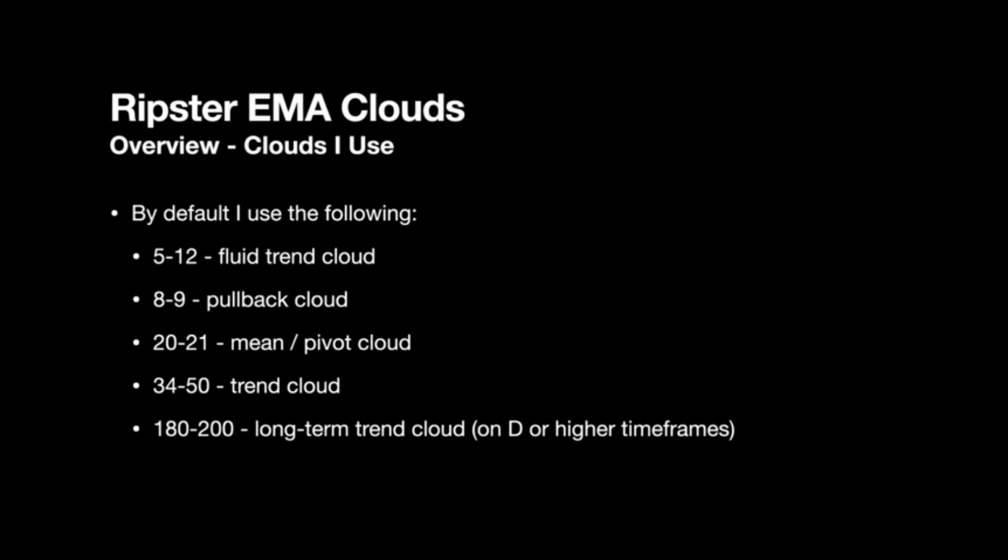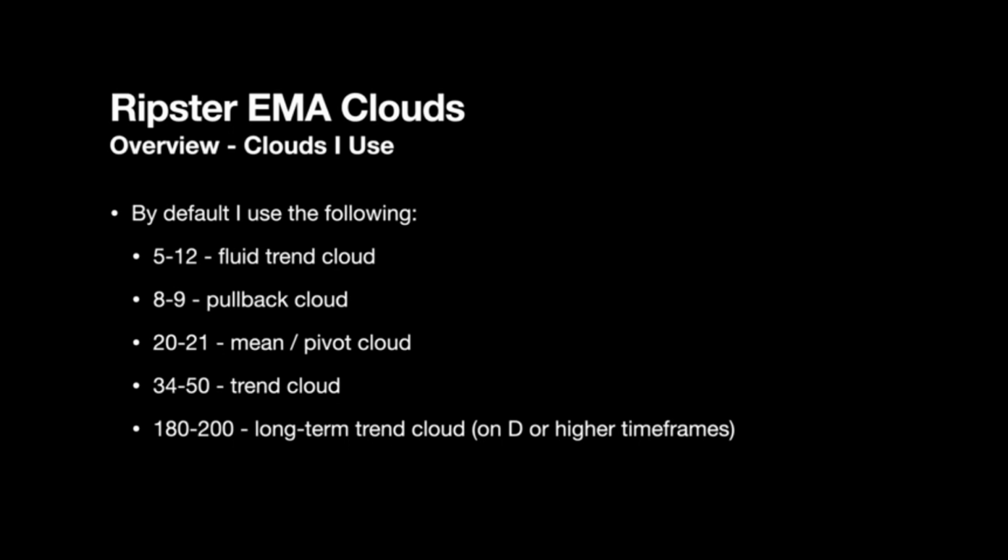And so that acts as kind of a nice fluid pivot for price action. And I like to have that cloud on there. The 34-50 is the trend cloud. So this is what we're monitoring to make sure that we're still sort of bullish or bearish on the day or on the week, whatever time frame you're looking at. And we can talk about Ripster's golden rule of trend, which uses the 34-50. We're going to talk about that in a second.